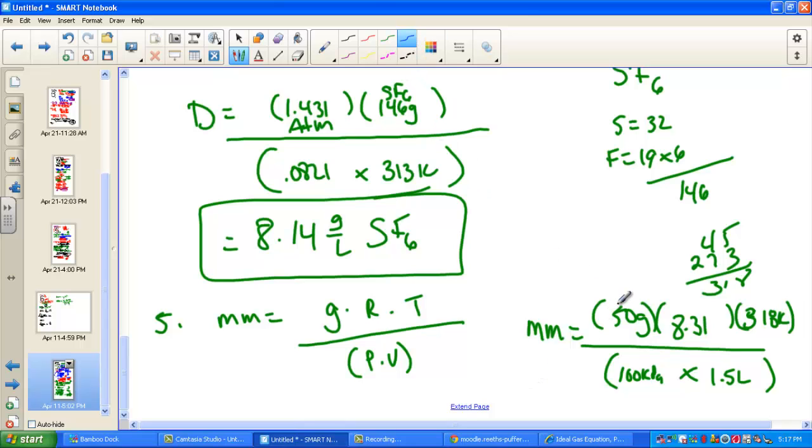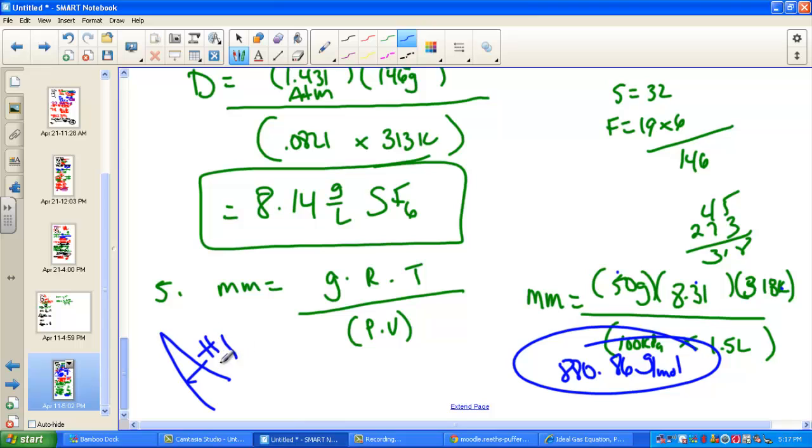So what do we get? 50 times 8.31 times 318 divided by the product. So use your parentheses. 100 times 1.5 inside of a parenthesis. How about, ooh, big one. Let's see, 880.86 grams per mole. You did it, my friends. A plus on your last objective for the round 1 testing here. You're ready to try again.